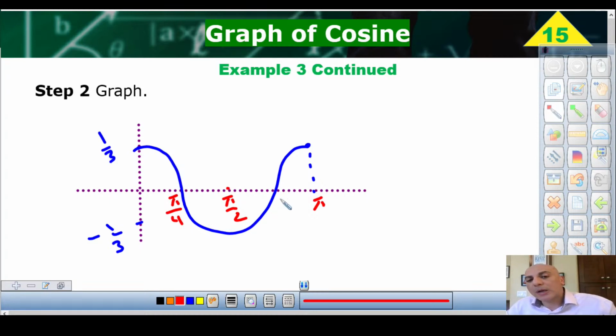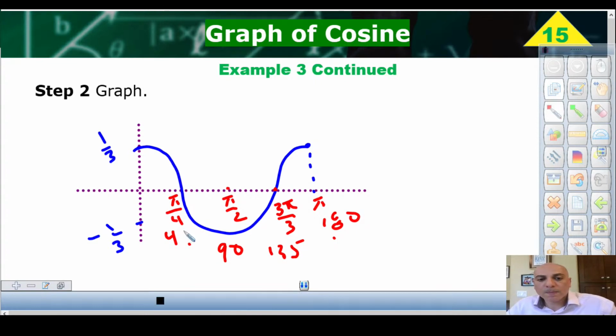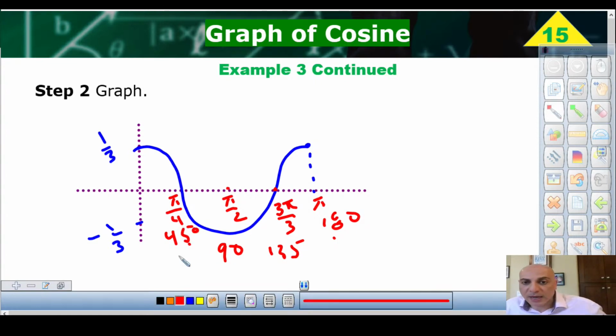And how much would this be? Between 90 and 180. That's 135, which is how much? 3 of the pi over 4s. Okay, you could put 180, I'm sorry. You could put degrees as well, okay? 180. You could put 135. You could put 90. You could put 45. Okay, remember again, faster, very fast. So the parent would be waiting very fast.